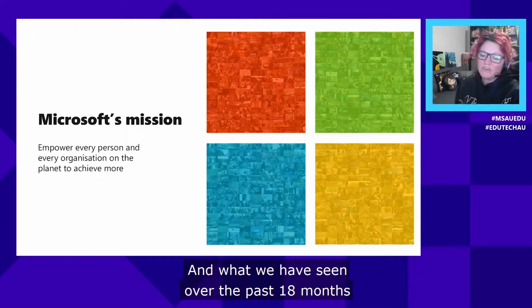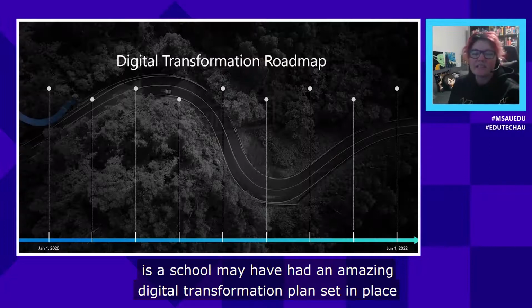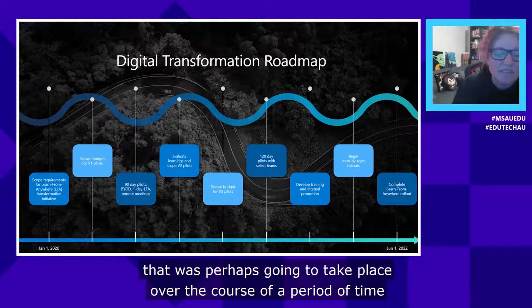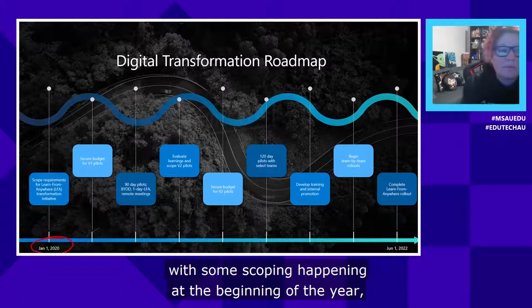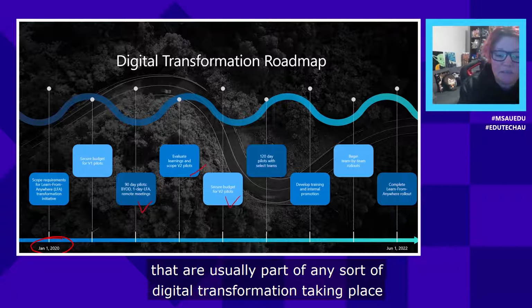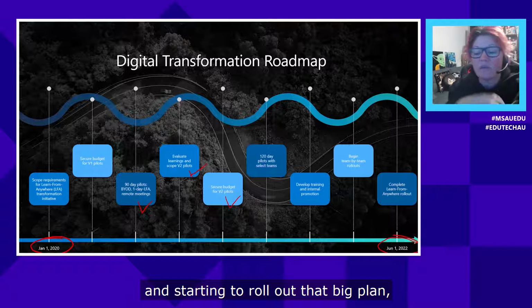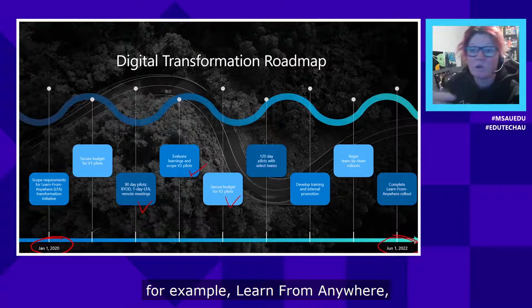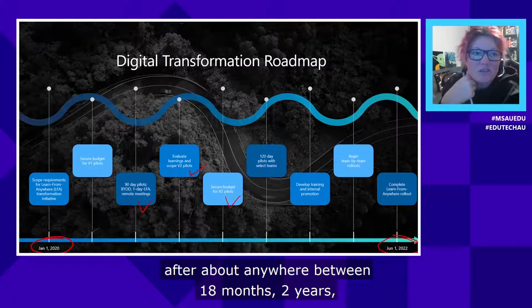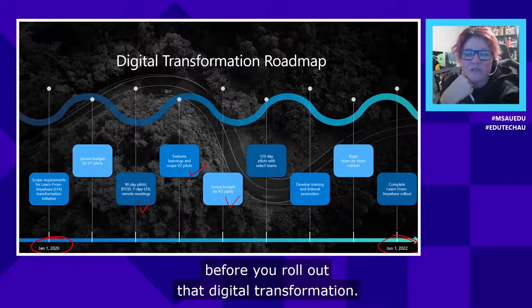And what we have seen over the past 18 months is a school may have had an amazing digital transformation plan set in place that was perhaps going to take place over a period of time, with some scoping happening at the beginning of the year, a whole heap of other activities that are usually part of any sort of digital transformation, and starting to roll out that big plan, for example, Learn from Anywhere, after anywhere between 18 months, 2 years.